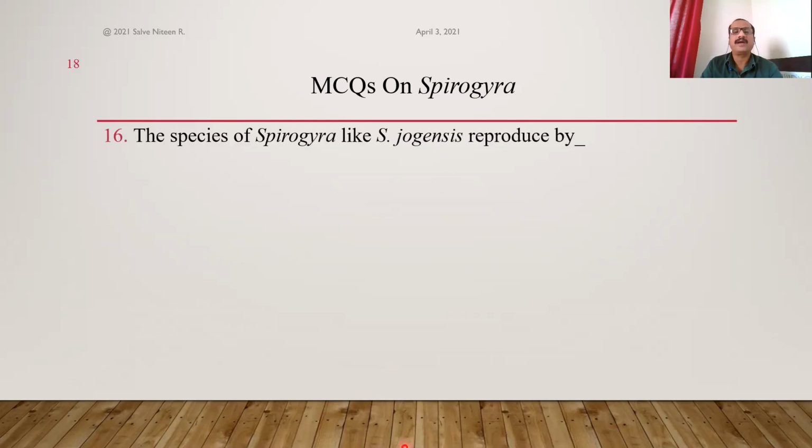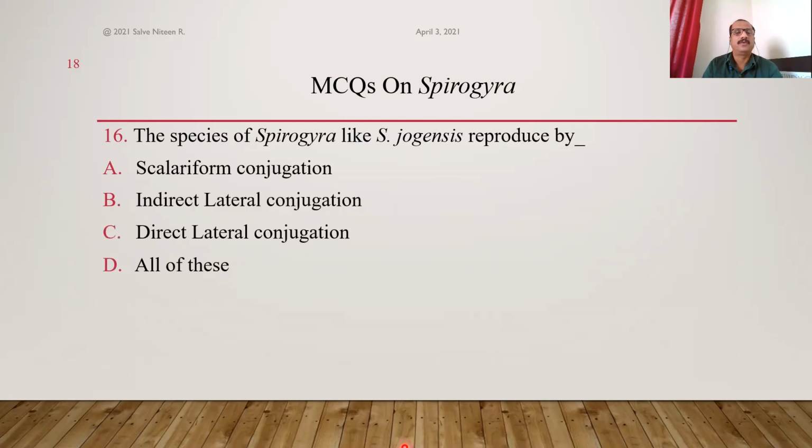The species of Spirogyra like Spirogyra jogensis reproduce by which method? Again, indirect lateral conjugation, example is Spirogyra affinis. Direct lateral conjugation, in which only a single pair is involved in conjugation, example is Spirogyra jogensis. And scalariform conjugation is the common method. So here the correct option is answer C. That is the correct option.